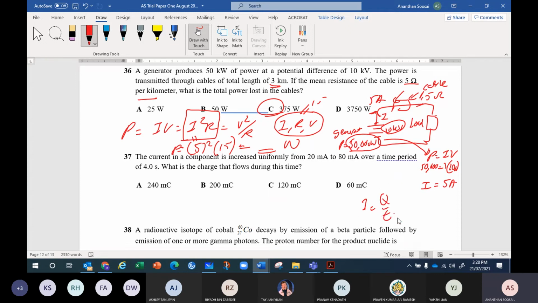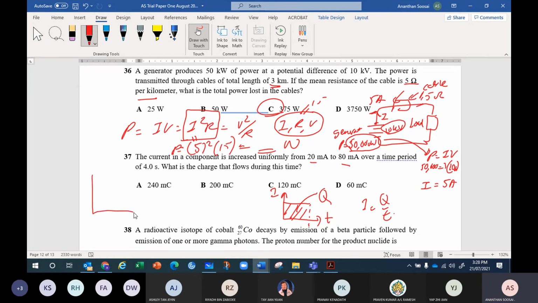But I think when I taught this, I told you that when you plot an I versus T graph, let's say the current is constant, 2 ampere flows for a certain time, the area under the graph is the charge. Yes, with I versus T, the area under the graph is the charge. The graph method is very useful if the current is not constant and changing and they're asking for charge. For this question, 37, the current changed from 20 milliampere to 80 milliampere.